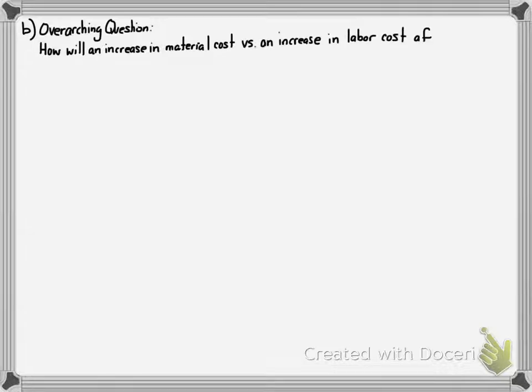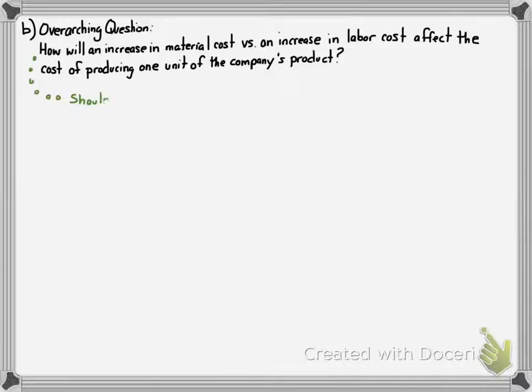Okay, so the next question that we want to ask about is, all of our cost information right now is based off of the cost of the raw materials and the cost per hour for labor. And so what we'd like to know is, if either of those two costs is increased, how will that affect the cost to produce 1 unit of our product?